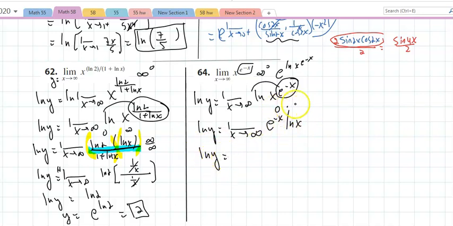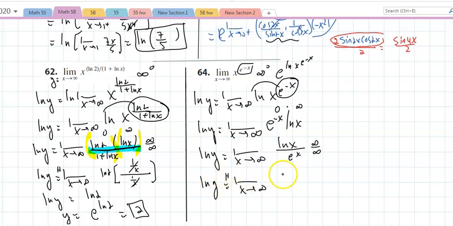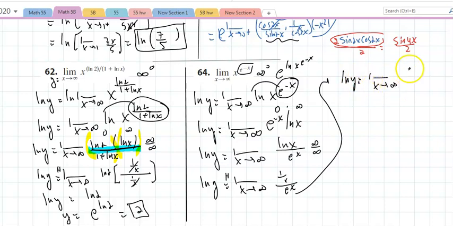Now this is 0, that's infinity. So this is an easy fix, since we never ever touch logs, ever, or inverse trig functions. So natural log of y will equal, by L'Hopital, the limit as x approaches infinity of 1 over x over e to the x. And I could say natural log of y equals the limit as x approaches infinity of 1 over x e to the x. That approaches 0, and y will equal e to the 0, which is 1.